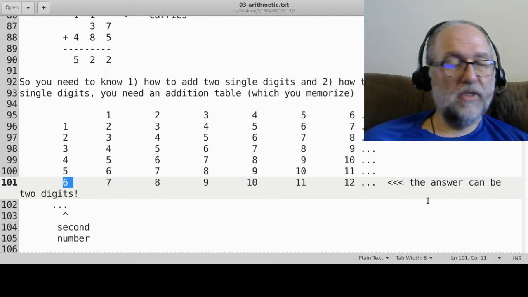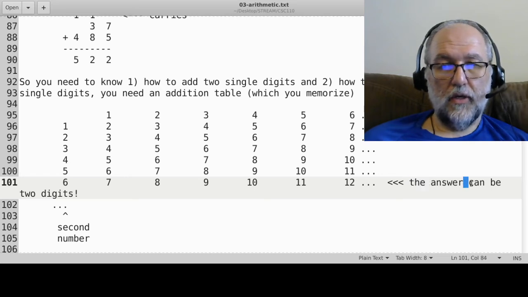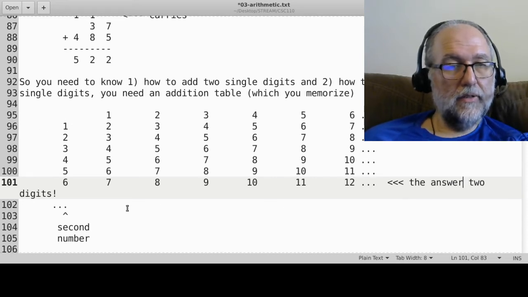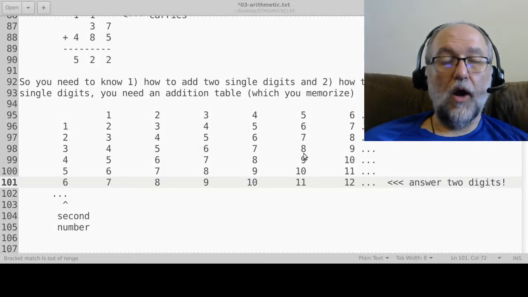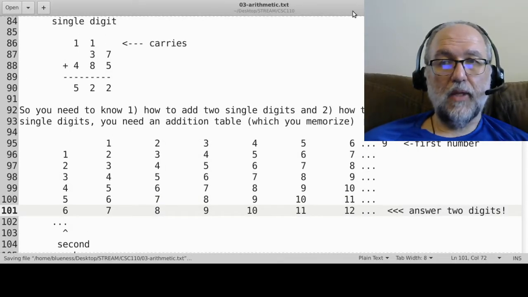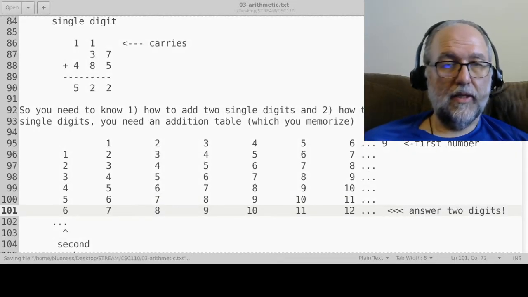Oh, something wrapped wrong here. Hold on, let me fix this. Okay, that's better. Sorry, I had a bit of a wrap problem. The thing was wrapping.